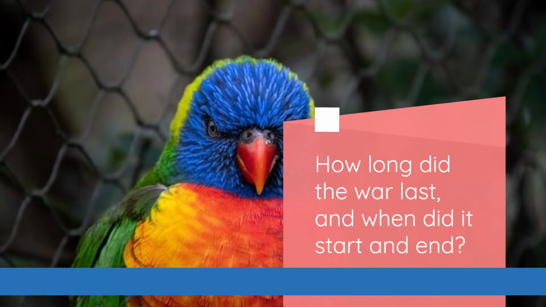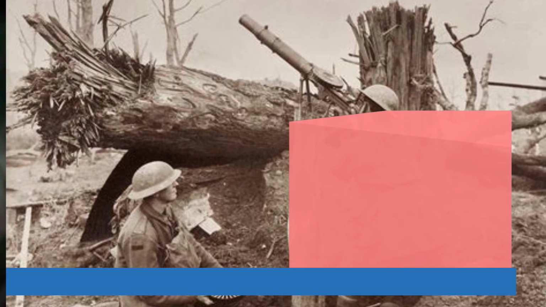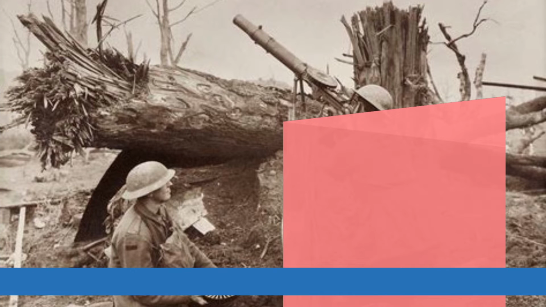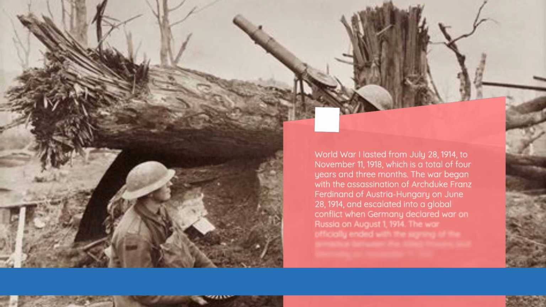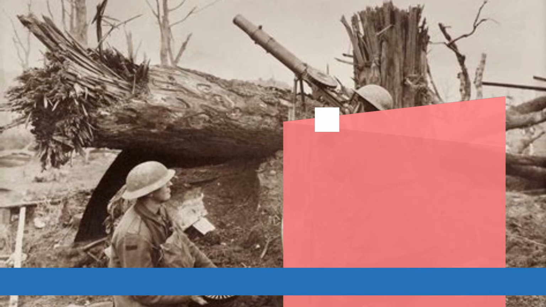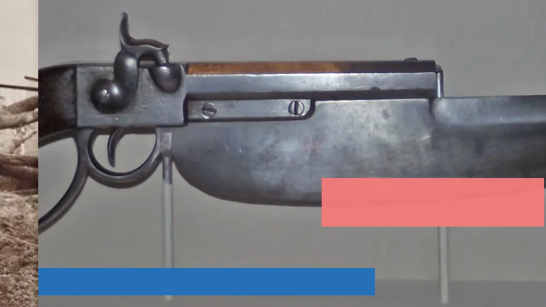How long did the war last, and when did it start and end? World War I lasted from July 28, 1914, to November 11, 1918, which is a total of 4 years and 3 months. The war began with the assassination of Archduke Franz Ferdinand of Austria-Hungary on June 28, 1914, and escalated into a global conflict when Germany declared war on Russia on August 1, 1914. The war officially ended with the signing of the armistice between the Allied powers and Germany on November 11, 1918.